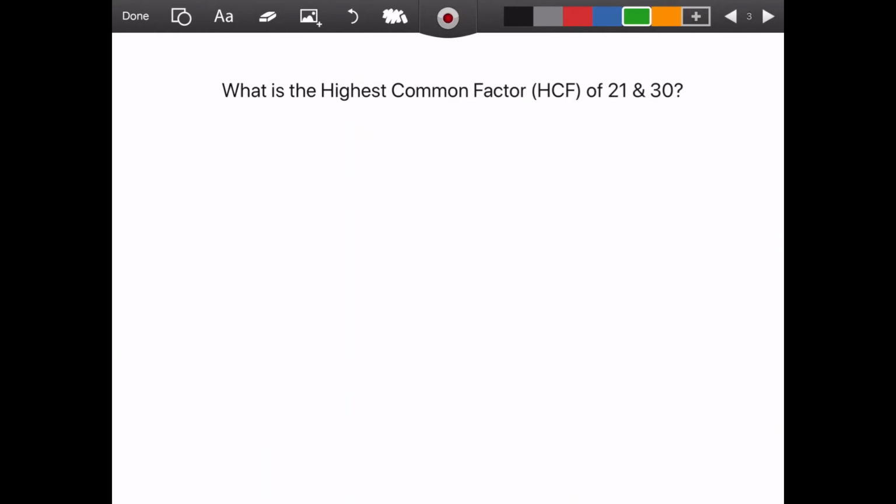Okay, so let's look at the example over here. What is the highest common factor, or HCF, of 21 and 30? Again, there are two ways to do this. The first is by listing out all the factors of 21 and 30. So let's list down 21. 1 times 21 is 21, right? What other number? 3 times what is equal to 21? 3 times 7, right? Is there any other number? 4, 5, 6? No, nothing else. It's just 1, 3, 7, and 21. These are the factors.